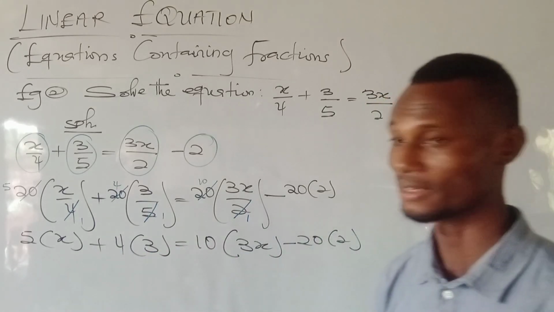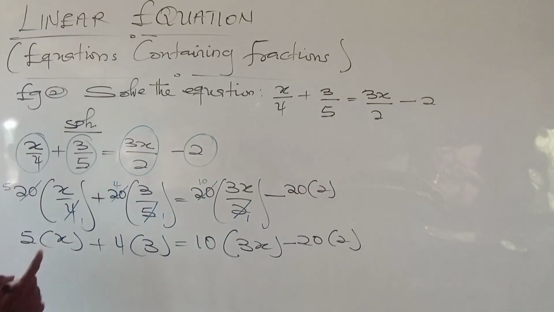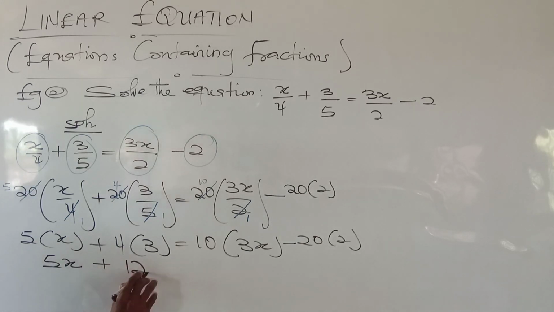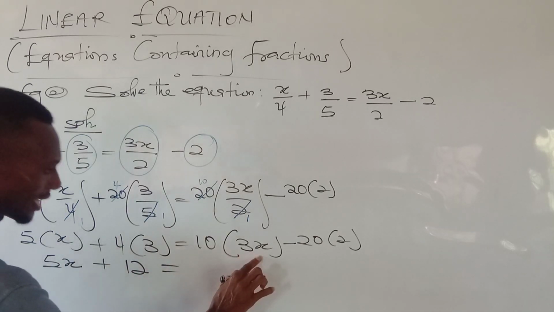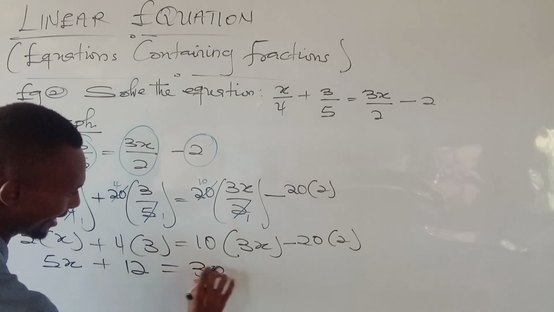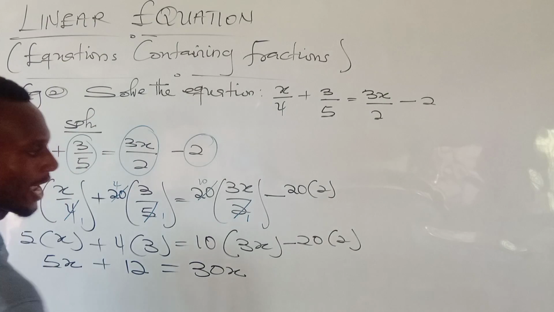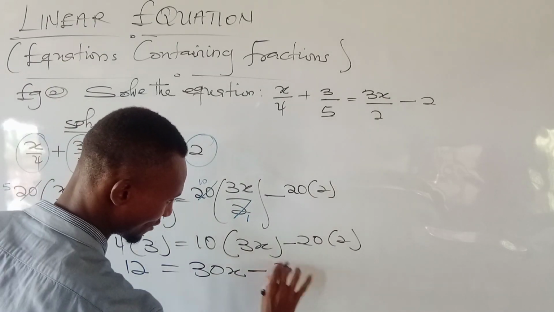Okay, so very simple. So now 5 times the s gives me 5s. Okay, so 5s, then the 4 times the 3 gives me 12. So bring your plus, which is here. Your plus is the 4 times the 3, 12. Okay, 12 equals 10 times the 3s will give me 30s. Hope you agree with me. Then this minus 20 times the 2 will give me minus 40.